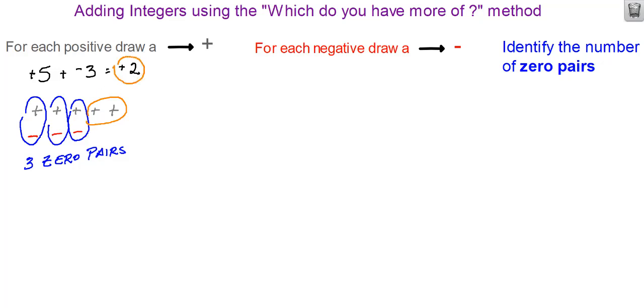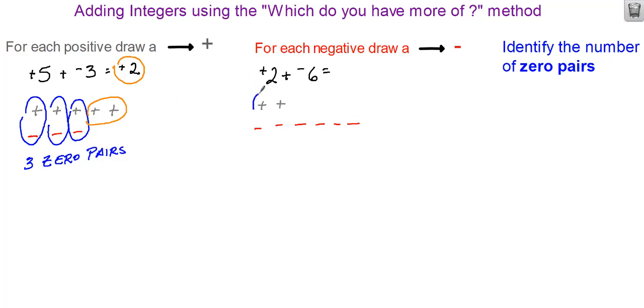All right, let's try another one. Let's take the problem positive 2 plus negative 6. First thing we're going to do is draw our 2 positives. Here's our positive 2. The top line is always what you start with. The second line is always what you add to it. We're going to add 6 negatives. So 1, 2, 3, 4, 5, 6 negatives.